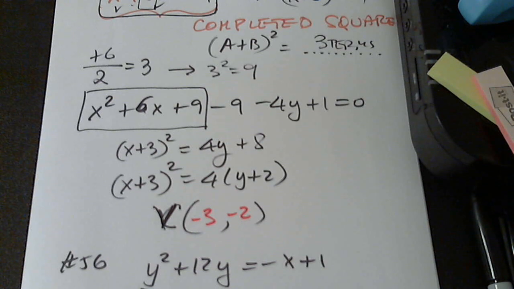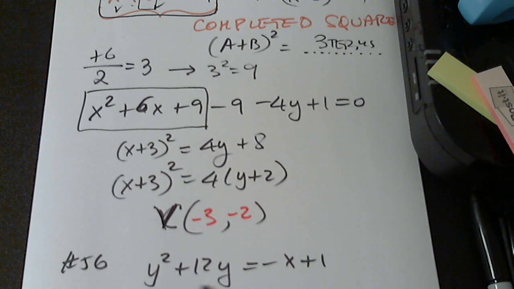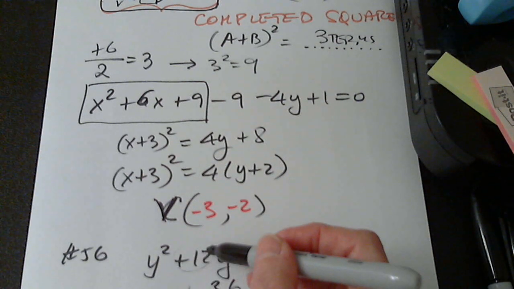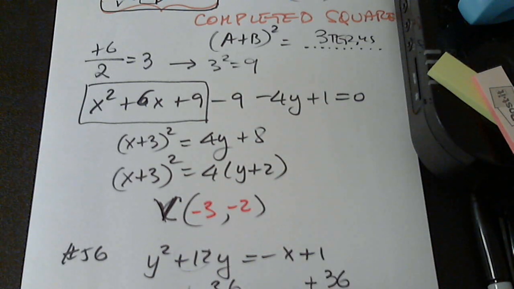Can anyone tell us how to complete the square for y squared plus 12y, in the same way we did it for x squared plus 6x? Can anyone tell us what we need to add? And this time let's add to both sides, which is the same thing. 36. Exactly. And here's how we do that: we have 12, we divide that by 2, we get 6, and we square 6.